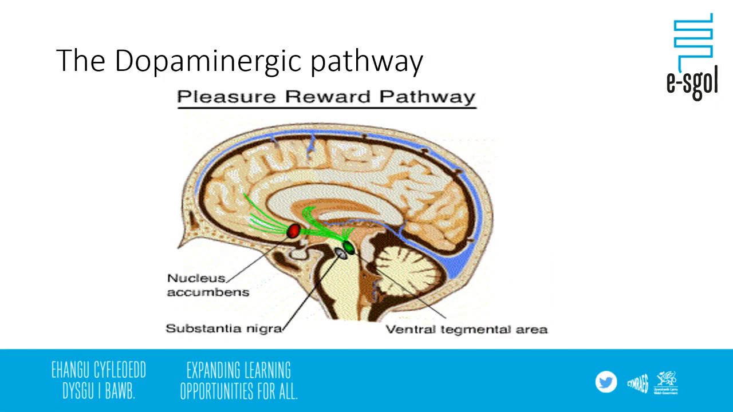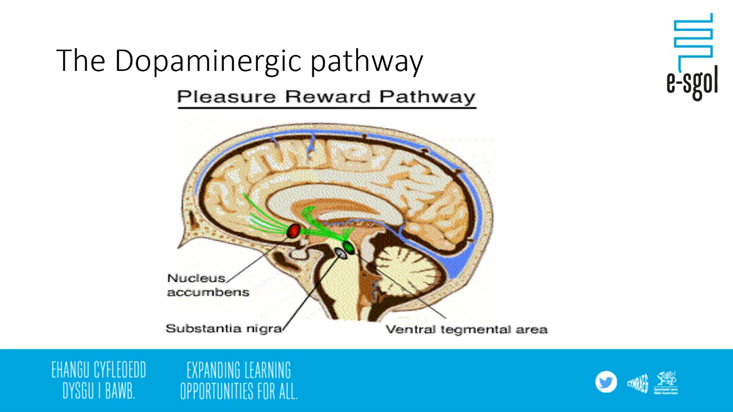Now, something to be aware of here is our dopaminergic pathway. Like I said previously, dopamine is the main neurotransmitter associated with schizophrenia. And we have got a dopaminergic pathway, a pathway that dopamine travels on and around. It's called our pleasure reward pathway.